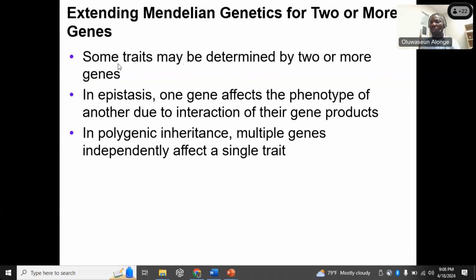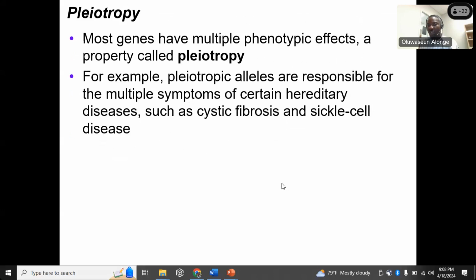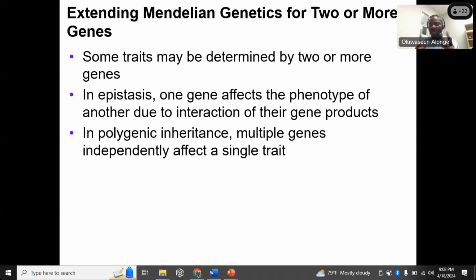Some traits also, I just told you that a gene may have multiple expressions, but one expression can also be determined by multiple genes. So a gene can have multiple expressions, and we call that pleiotropy. But one expression can also be determined by multiple genes, and we call that epistasis. All right, that is epistasis. This is multiple genes affecting one trait.